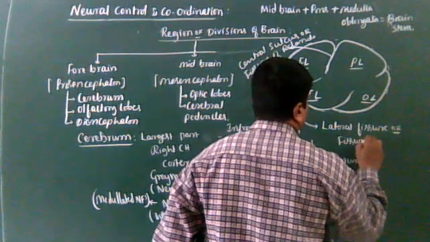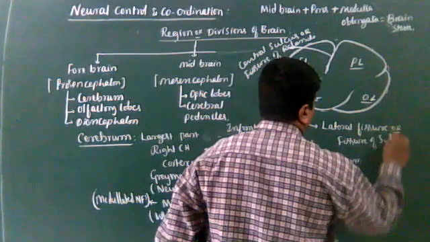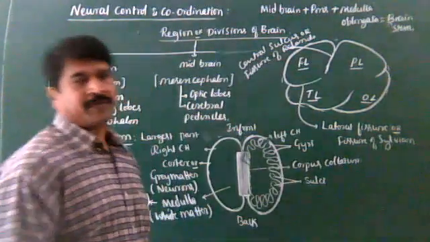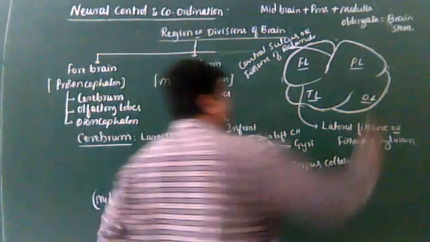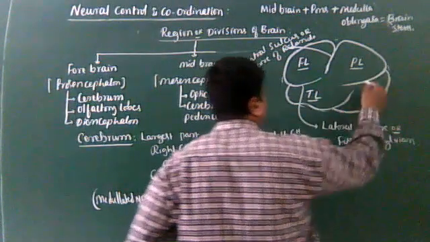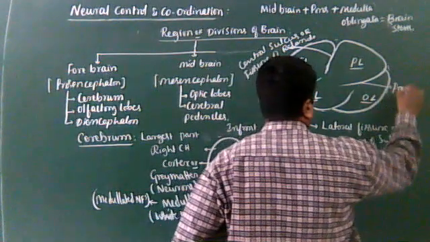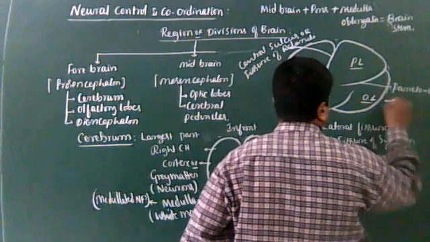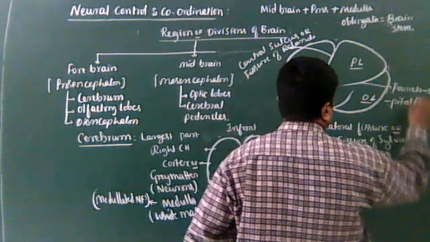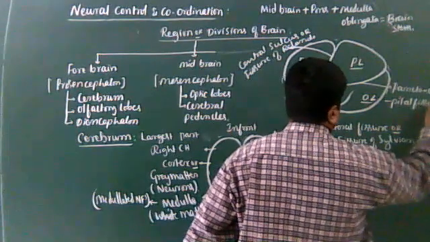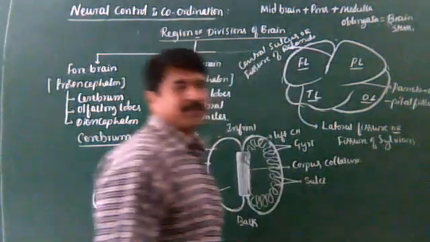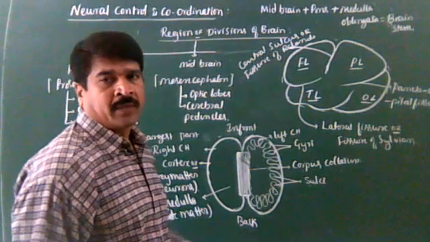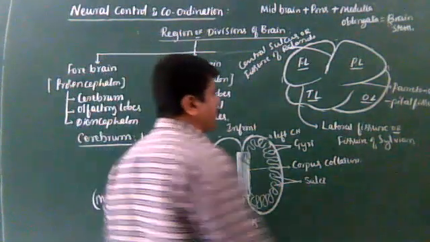also called the fissure of Sylvian. Then, the parietal lobe is separated from the occipital lobe by the parieto-occipital fissure.